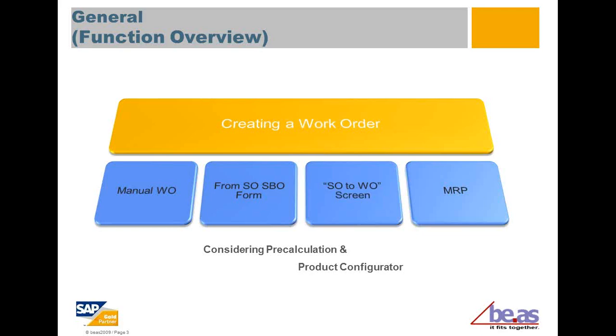Another way to create a work order is from a sales order in the Business One form. This means from the Business One screen, you can create directly with the right button of the mouse a new work order. Or you can create work orders related with the sales order from one specific PS screen. We call it service order to sales order to work order. In both cases, these sales order oriented work orders will consider pre-calculations you did in a quotation or in the sales order, or if you created a configuration using the product configurator.